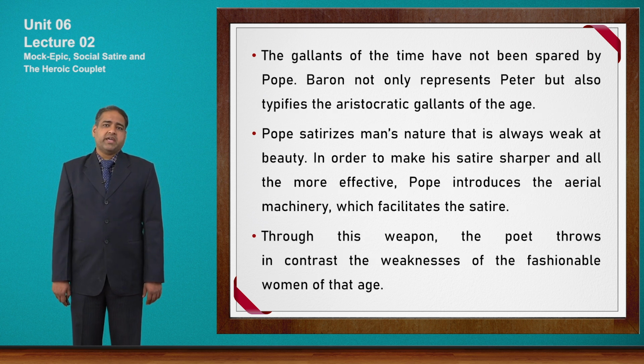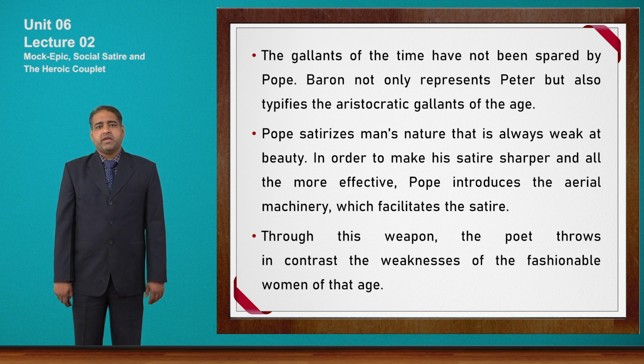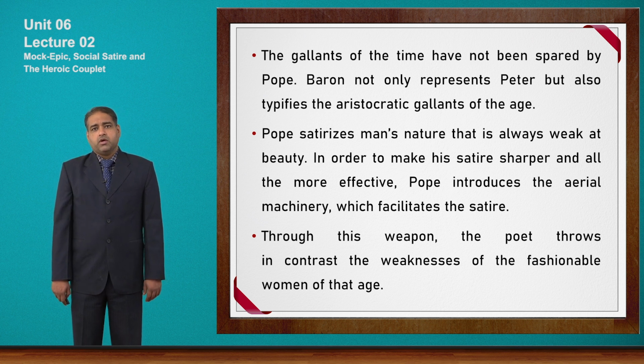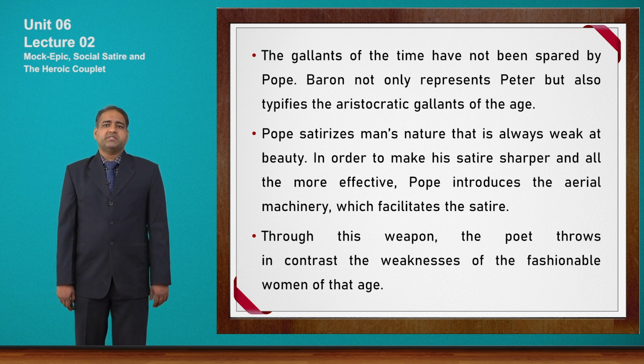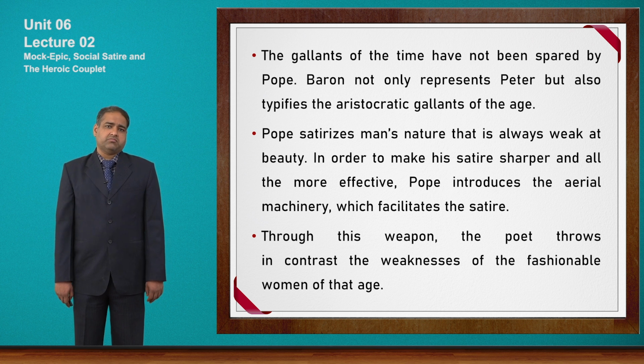The gallants of the time have not been spared by Pope. Baron not only represents Peter but also typifies the aristocratic gallants of the age. Friends, when we talk about the men after women, we see that Baron is a person who represents Lord Peter in the story. And these people are aristocratic gallants. But on the other hand, they are good for nothing, just like women of the age.